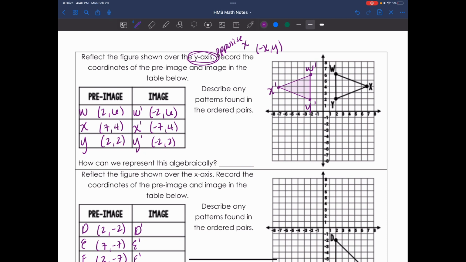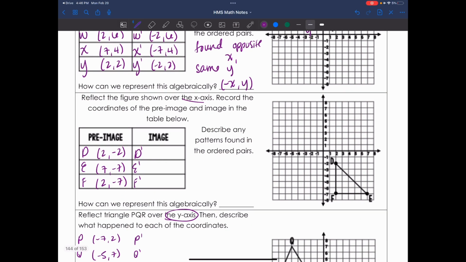Describe any patterns you found in the ordered pairs. Well, I found opposite x, same y, which means we're doing negative x comma y, because that negative in front of the x just means the opposites. We should know that by now.